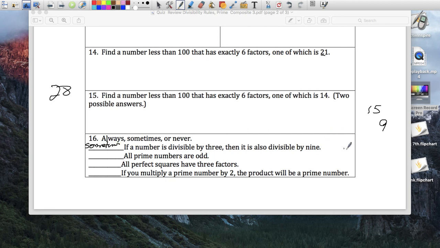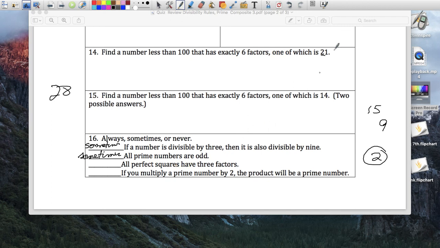All prime numbers are odd. Is that always true, sometimes, or never? Are all prime numbers odd? What's your first prime number? 2. Is that odd? No, it's even. So this sentence is not always true. Is it never true? No, but sometimes it's positive. Well, I'm going to say sometimes, but on one occasion. So this is also sometimes.